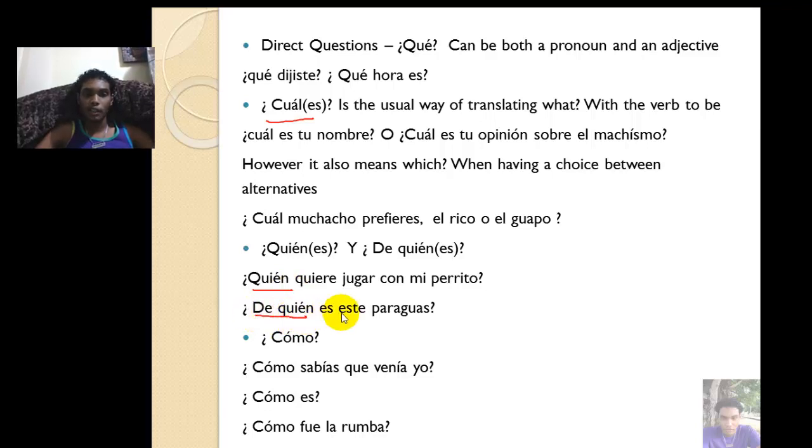¿Cómo sabías que venía yo? How did you know that I was coming, right? So, cómo generally means how, right? Please know this can be very useful for the CSEC. ¿Cómo es? means how is it, or ¿cómo fue? how was it, etc. Okay, like, ¿cómo fue la rumba? How was the party? Please note that la rumba is like a fete in Trinidad, right? But you can use the word fiesta, okay, which we should know as party.